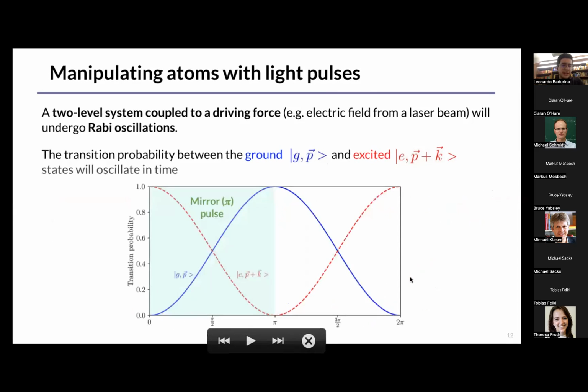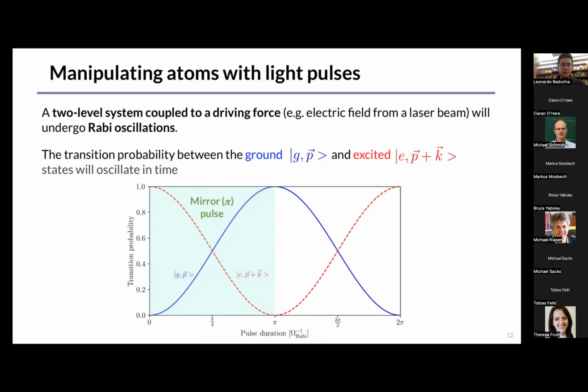But what if instead the interaction between the electric field from the laser beam and the atom's degrees of freedom lasts for a time pi times this inverse Rabi frequency? Then, if we look at these curves, we see that if we started off in the excited state, we have perfect conversion from the excited state to the ground state. And importantly, if we look also at the linear momentum of these states, you'll see that if I started off with an atom with linear momentum P plus K, I'll now have an atom with linear momentum P.